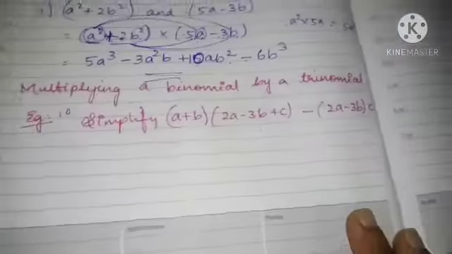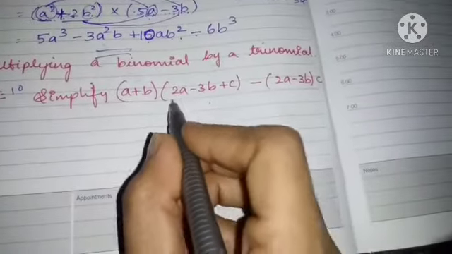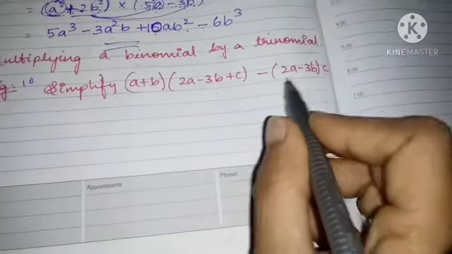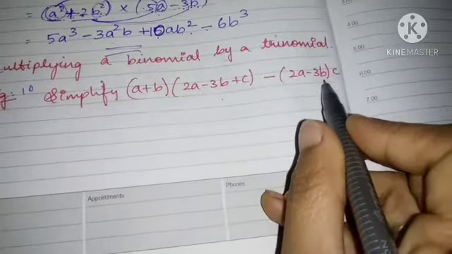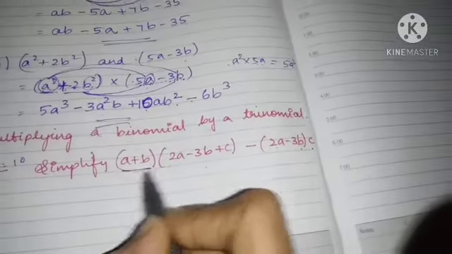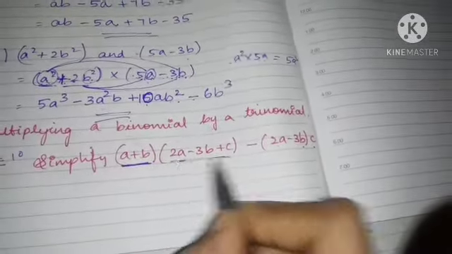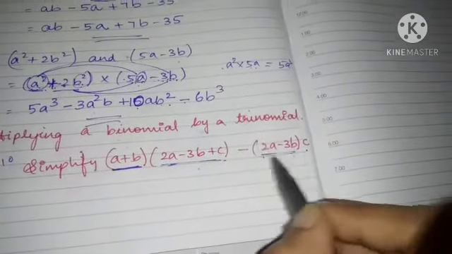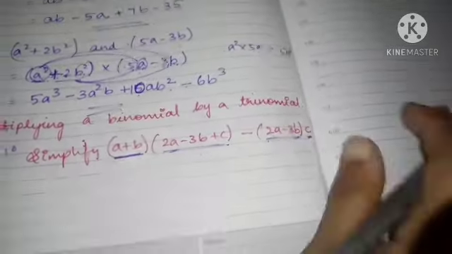Okay, so I am just going to deal with this with example number 10. Simplify a plus b into 2a minus 3b plus c, minus 2a minus b into c. Okay, we have to simplify it. See, this is one binomial, this is one trinomial, and this is another binomial, this is one monomial. So we are going to simplify it.